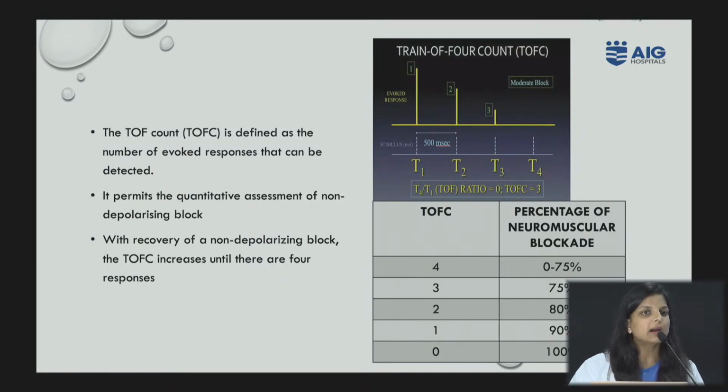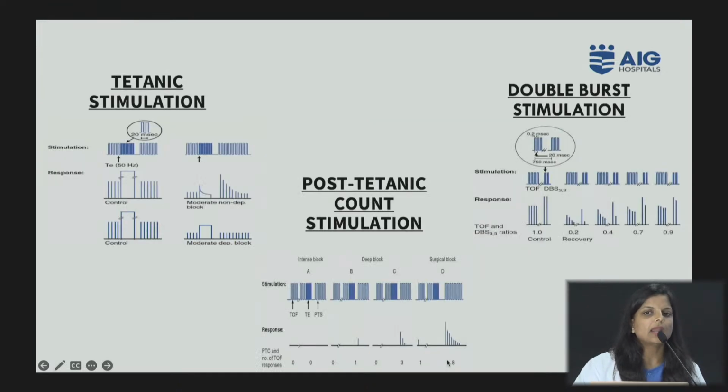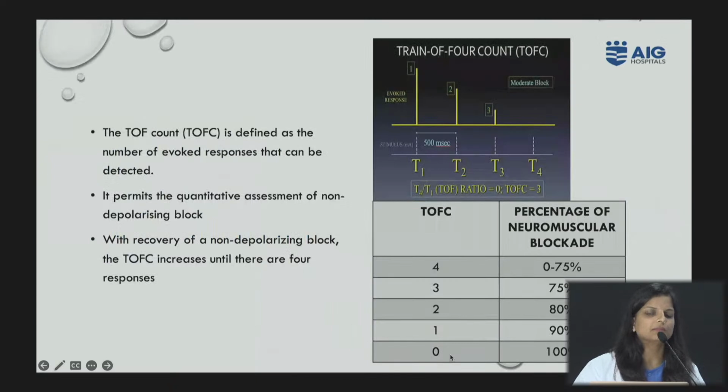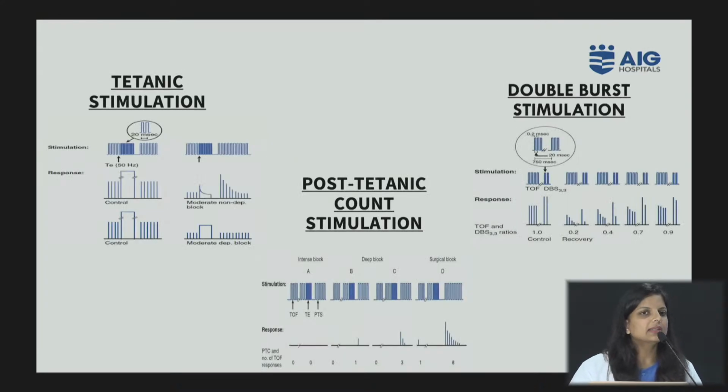Here we see the number of evoked responses that are detected rather than the ratio. As you can see in this table, when there is 100% neuromuscular blockade, the TOF count is 1. And as the number of responses increases, it increases with the number of receptors that are being unblocked. There are other entities like tetanic stimulation, post-tetanic count stimulation, and double burst stimulation.